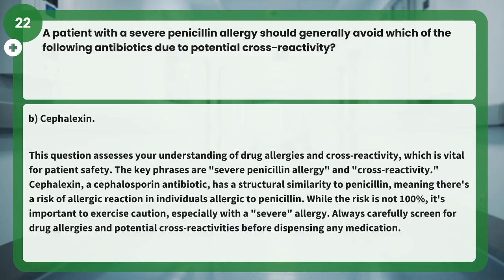Answer B. Cephalexin. This question assesses your understanding of drug allergies and cross-reactivity, which is vital for patient safety. The key phrases are severe penicillin allergy and cross-reactivity. Cephalexin, a cephalosporin antibiotic, has a structural similarity to penicillin, meaning there's a risk of allergic reaction in individuals allergic to penicillin. While the risk is not 100%, it's important to exercise caution, especially with a severe allergy. Always carefully screen for drug allergies and potential cross-reactivities before dispensing any medication.